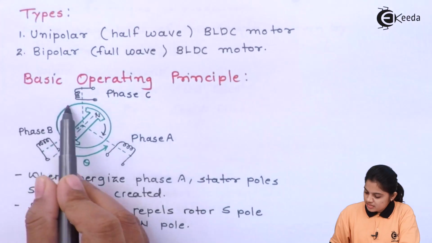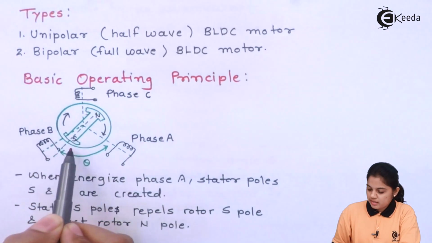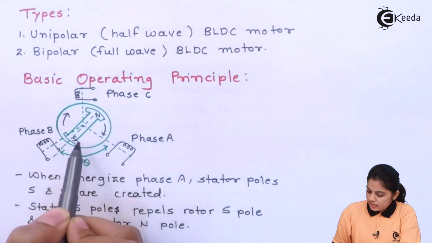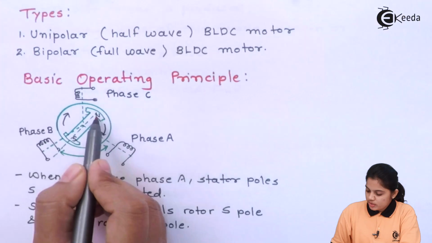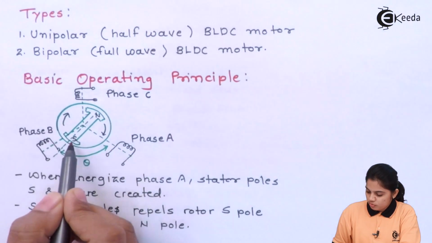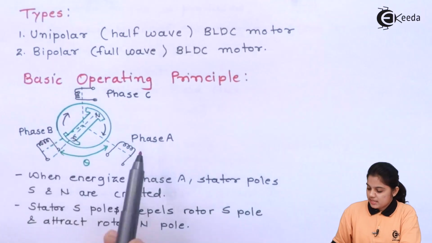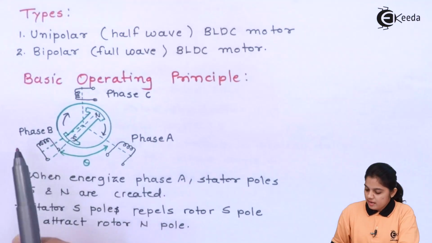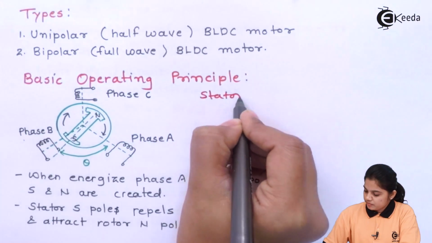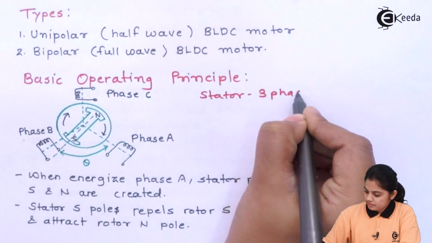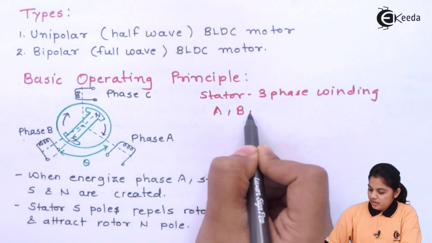Here you can see we have a stator winding and a rotor winding. This circle represents the stator winding, and the inside block represents the rotor winding, which is nothing but the permanent magnet, where you can see there is one north pole and one south pole. Now if we are using a 3-phase stator winding, there are 3 phases connected: phase A, phase B and phase C.